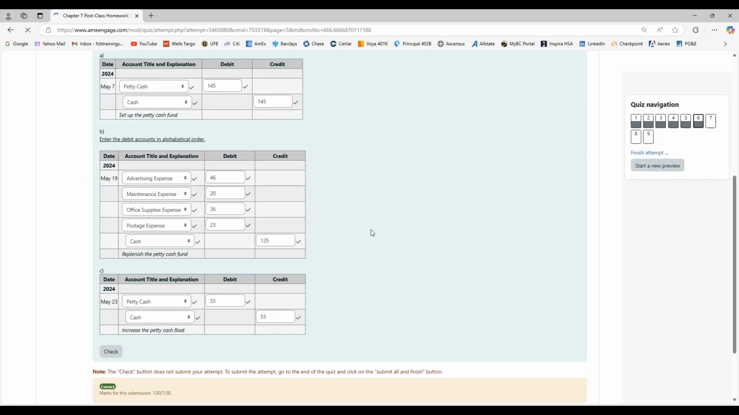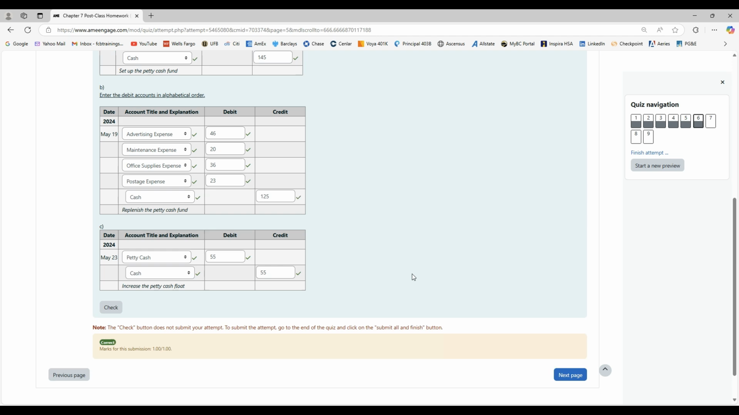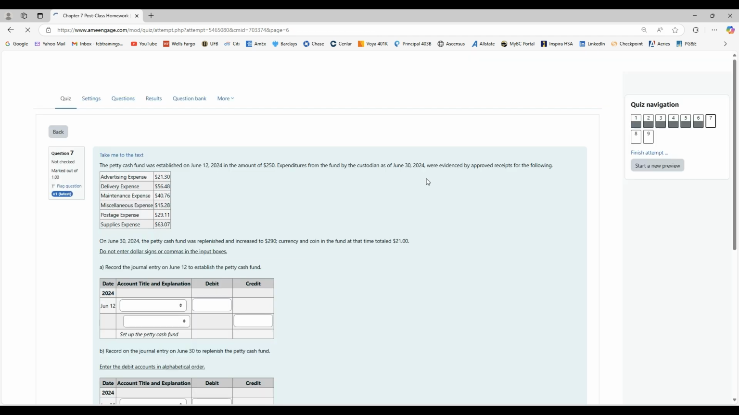And we should be good to go. Cool, 100%. Awesome. Okay, next problem. Another petty cash problem. So in this one, we're doing 250. So let's do that first entry just to establish the fund.